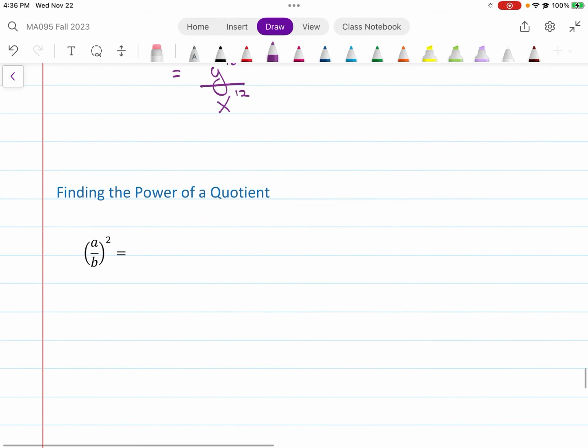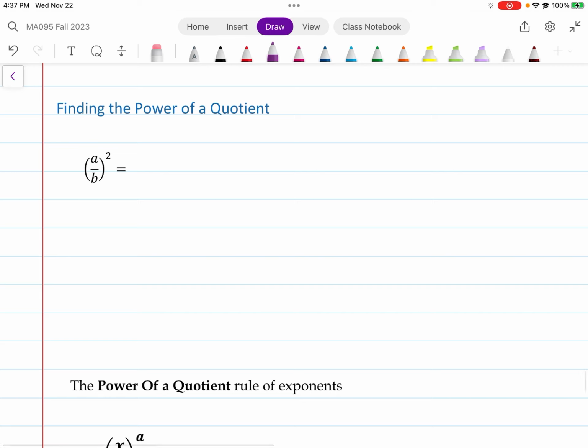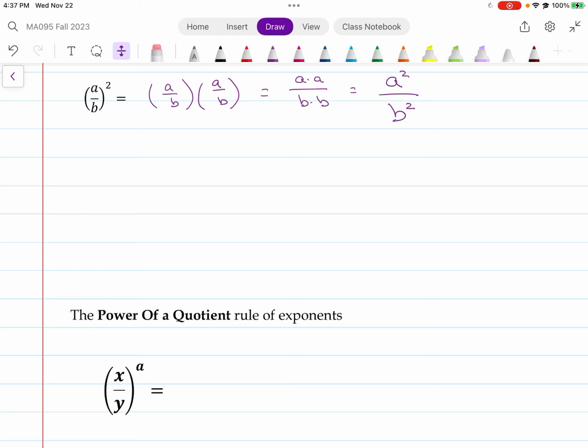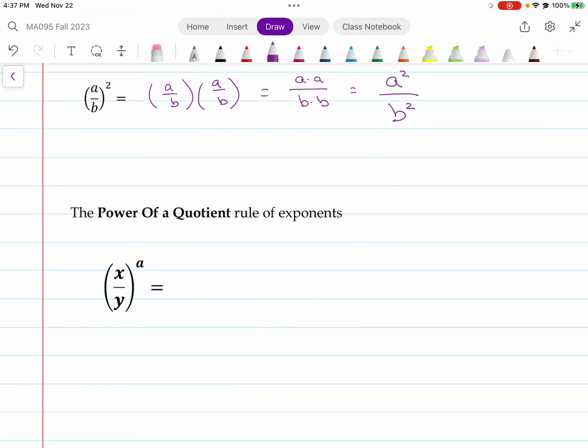All right, so very similar, finding the power of a quotient. So here we've got a over b squared means a over b times a over b, and we can just take those parentheses away, and we end up with a times a on top and b times b on the bottom, which is a squared over b squared. Okay, so the power of a quotient rule of exponents looks like this. We've got x over y to the a, so we get x to the a over y to the a. And there's our power of a quotient rule.